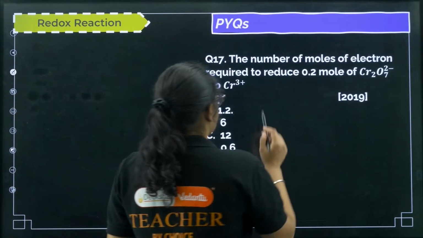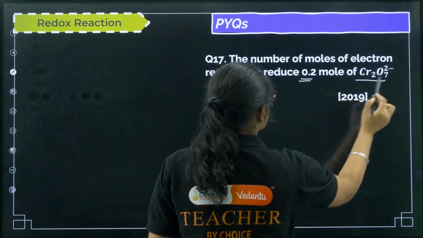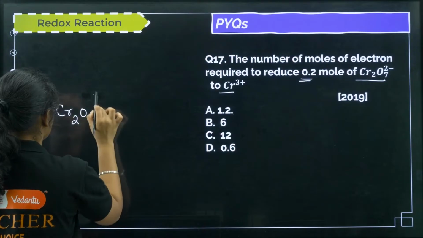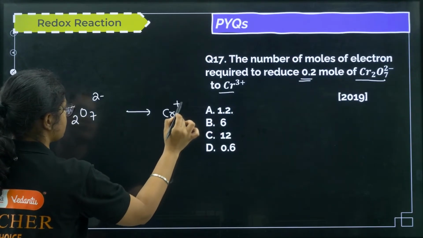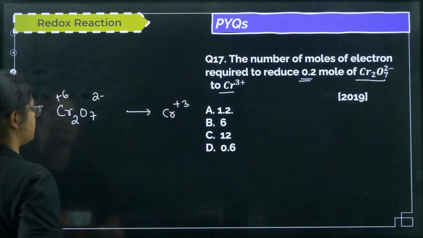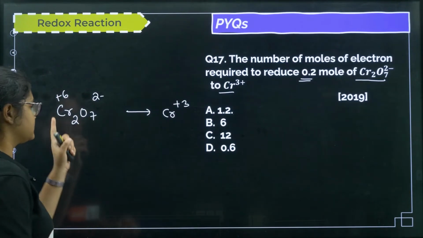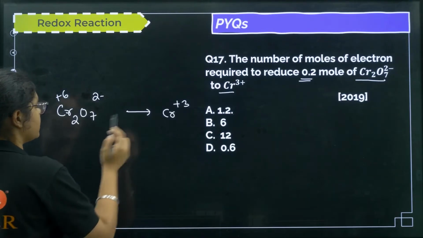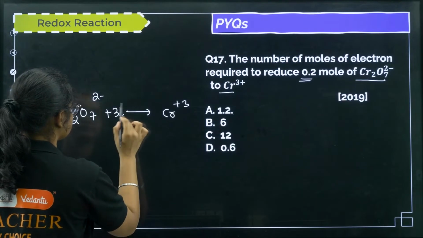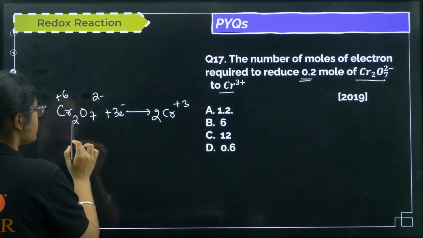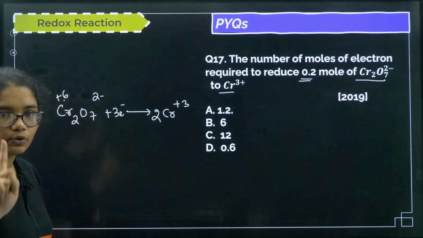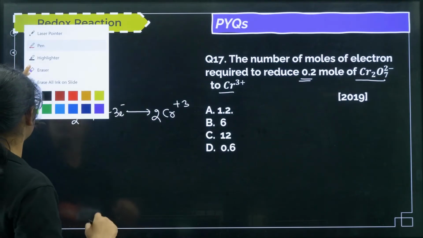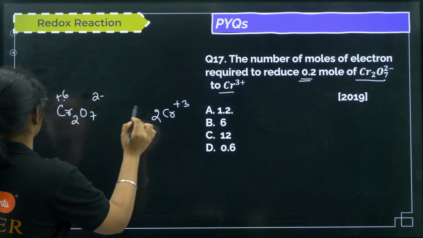Next, the number of moles of electrons required to reduce 0.2 mole of Cr2O7 2 minus to Cr3 plus. Now see, Cr2O7 2 minus to Cr3 plus. Here the oxidation state is plus 6. Just you can calculate and check, it is plus 6. So now plus 6 to plus 3, that means there is a gain of 3 electrons, reduction. But here you have to be careful. This plus 6 to plus 3 is for 1 chromium, we need 3 electrons, but we have 2 chromium in this reaction.